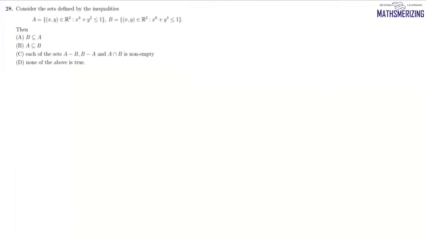Now question number 28 is, we are given two sets. Set A is x to the power 4 plus y square is less than or equal to 1, and set B is x to the power 6 plus y to the power 4 is less than or equal to 1. So for set A, we are given that x to the power 4 plus y square is less than or equal to 1, and for set B, we are given x to the power 6 plus y to the power 4 is less than or equal to 1.